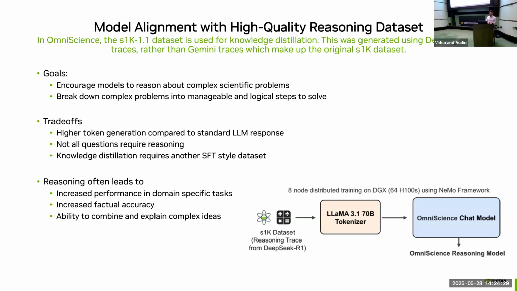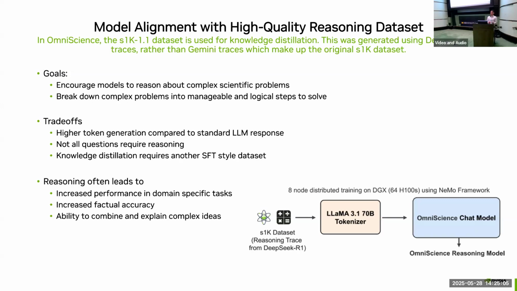And something that is actually interesting to note here is that the original S1K dataset uses Gemini traces to teach our downstream model reasoning. But when they were performing these experiments, they found that the traces from DeepSeek actually led to better performance and better incorporation of this reasoning step into our models as opposed to using the Gemini traces. And so the models that we're using to get our data from for incorporating this reasoning through distillation matter as well.